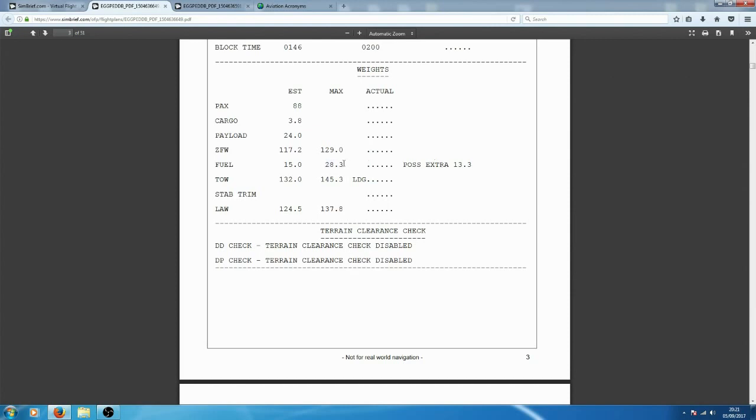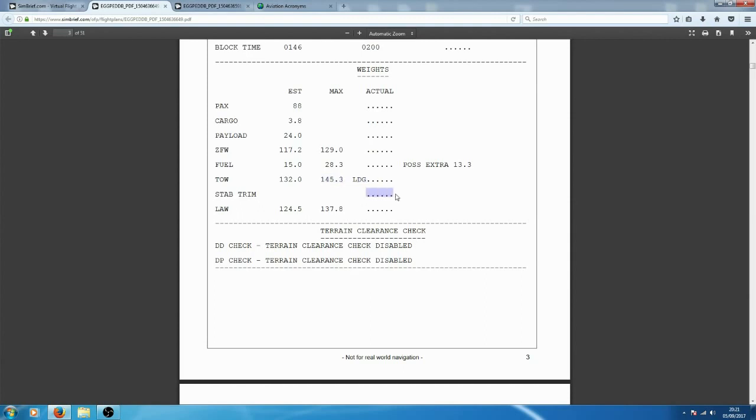So yeah, that's important. I'm just trying to make sure I've got that right. Yeah, I've got that right. So fuel, estimated 15 tons worth of fuel. Max amount of fuel you can have on the aircraft is 28.3 tons. Just to say as well, this is an Airbus A319, just in case you didn't know it. Takeoff weight will be 132 tons. Max 145.3, and then obviously you have to put in your landing weight.